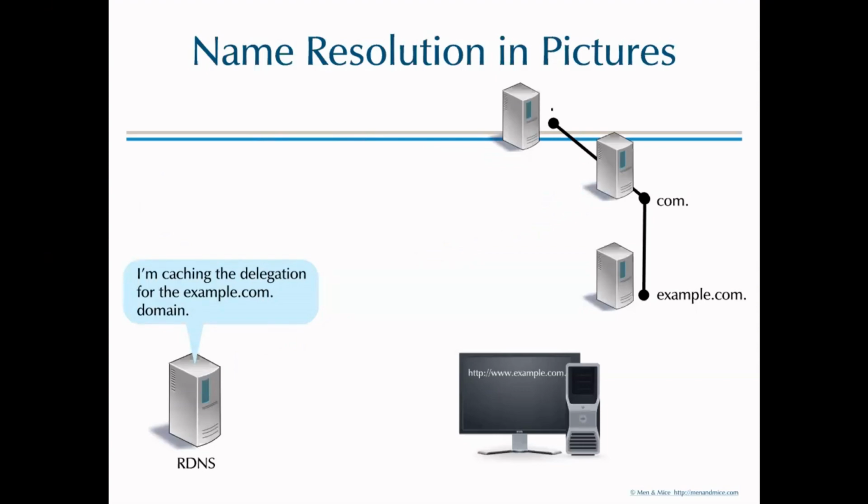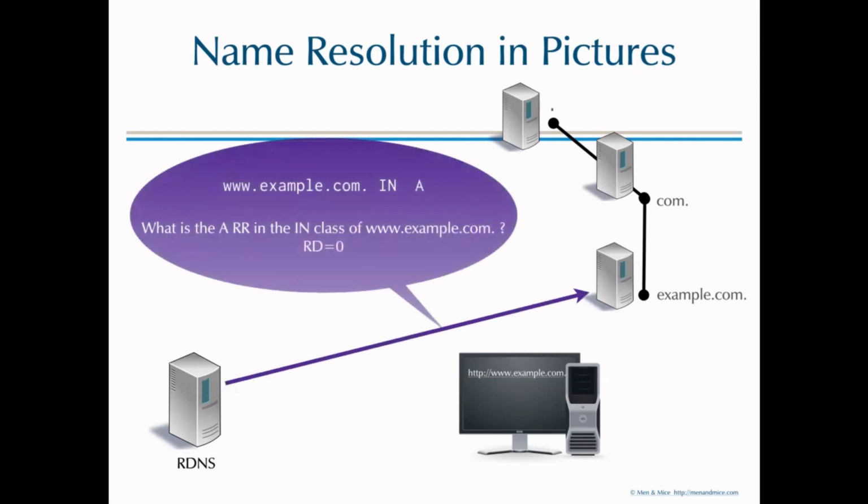Cache is the delegation information for example.com for whatever time the authoritative server said he's allowed to cache it for. It's a decision from the authoritative server, not a decision from the RDNS server how long something is cached. And then he chooses one of those servers from example.com. Maybe there's 4, chooses one of those 4, sends the query there.